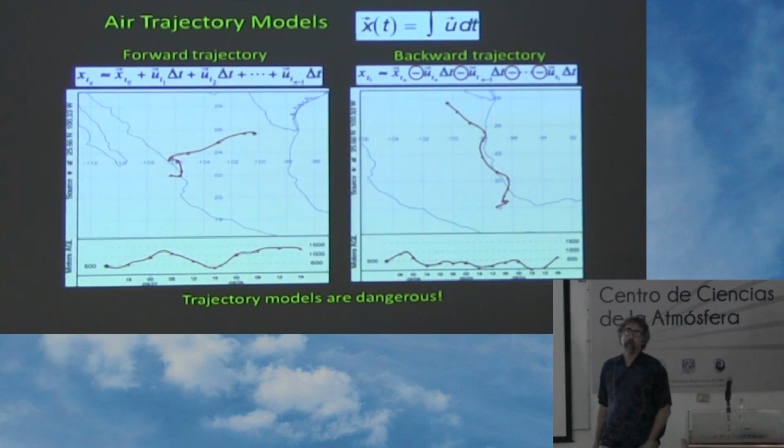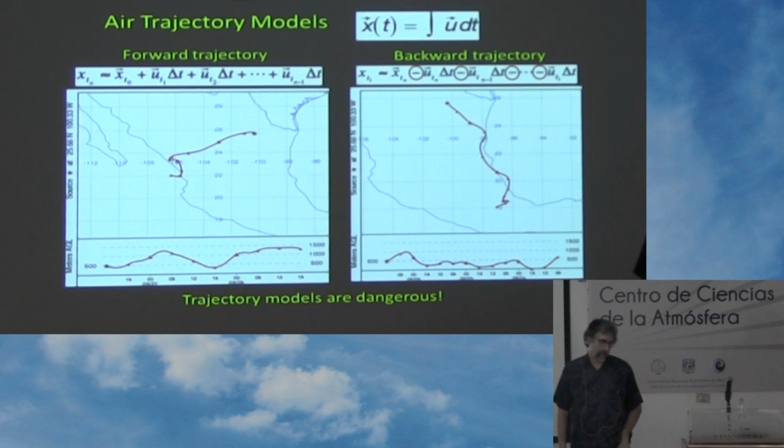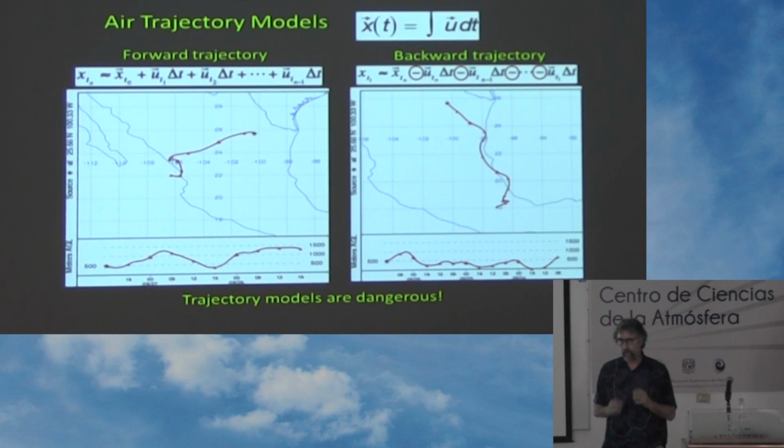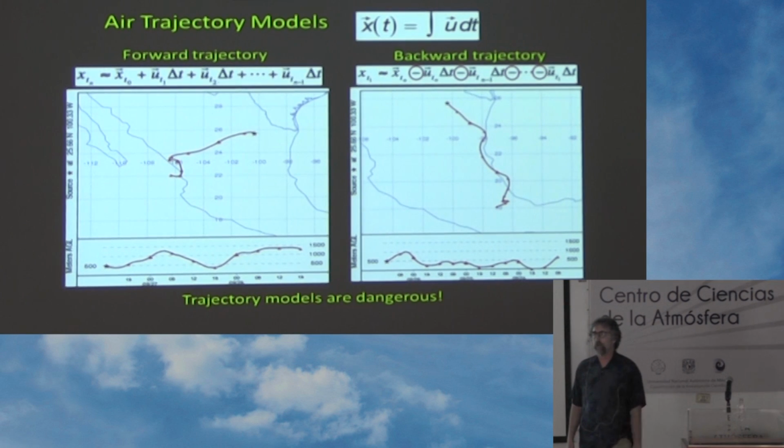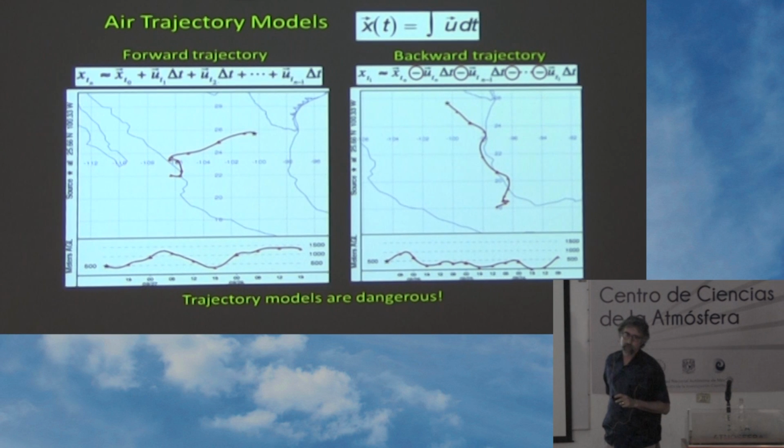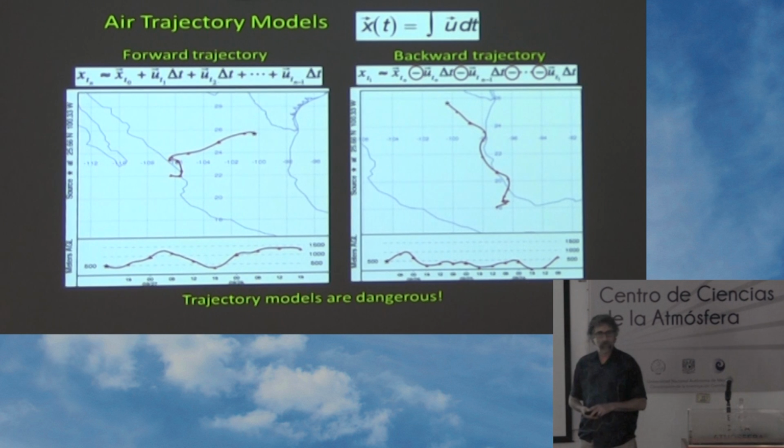So air trajectory models. These form the core, the internal structure of most Lagrangian models. An atmospheric trajectory model is very simple. The mathematical formulation is very simple. The position, three-dimensional in space, is an integral of the wind field. So it's very simple. I think of it as the wet finger technique.